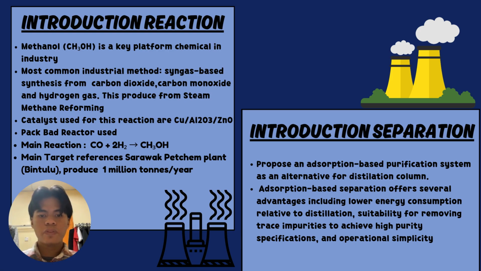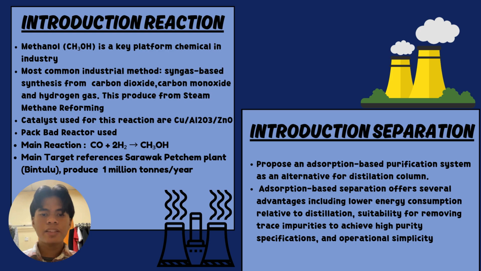So, let's move to the introduction part for both subjects, reaction engineering 1 and separation process 2. Let's go to the reaction part. Basically, in this project, the reaction part is focusing on the key chemical in industry, which is methanol production, that is most commonly used in industry. This route is from the syngas route, synthesized from carbon dioxide, carbon monoxide and hydrogen gas. This is produced from steam methane reforming.